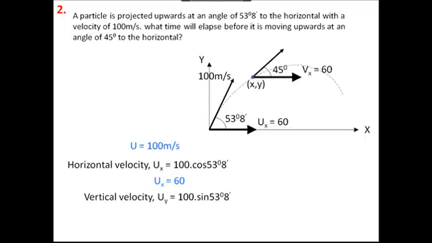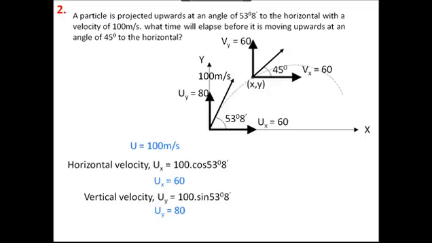Now uy, that is the y component of the initial velocity, is 100 sin 53 degrees 8 minutes, that is 80, and the y component of the velocity of the projectile when it is at point x, y is also 60. This comes because the angle is 45 degrees. The resultant velocity is at 45 degrees. If x has a value of 60, y has to have a value of 60, because after all, vy by vx has to be tan 45, which is 1. So they are equal.